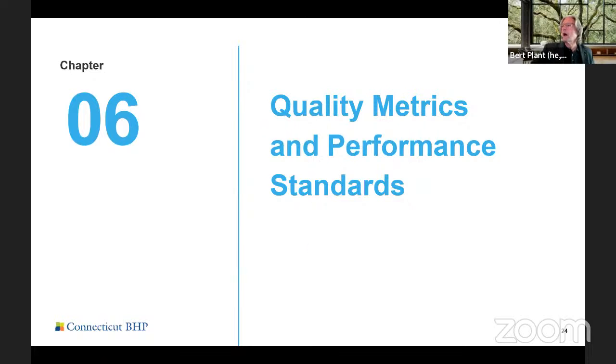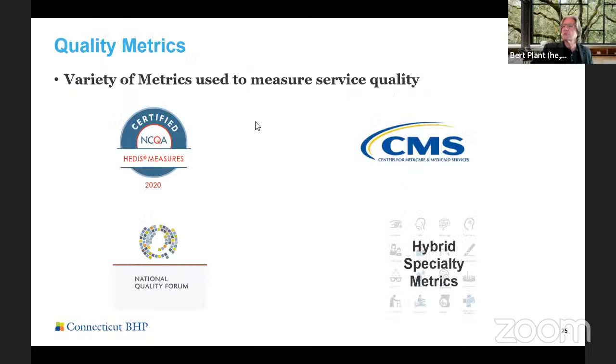We have a lot of quality metrics and performance standards. So we use HEDIS measures, as Brad was speaking of earlier. We also report for the department on the core measures that CMS has, many of which overlap with HEDIS, but some depart in some important ways. We use some quality metrics from the National Quality Forum. And then we develop a lot of hybrid specialty metrics based on particular programs or needs that we identify that aren't addressed by a standard metric that already exists.